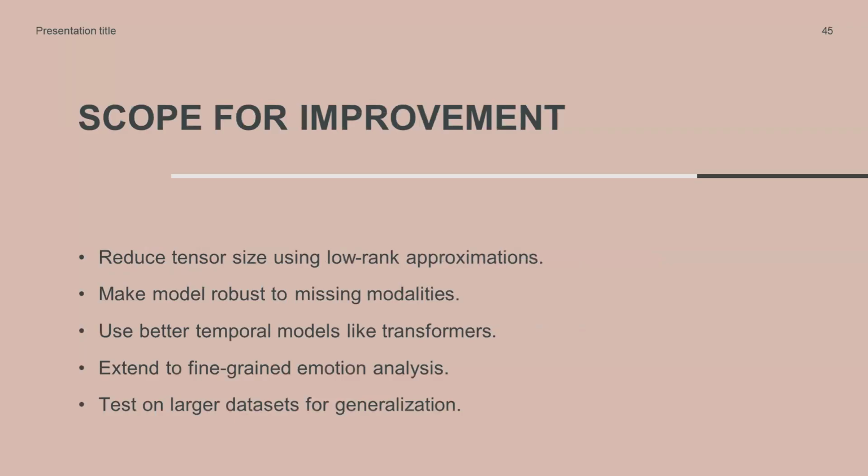Scope for improvements. While TFN is very effective, there are still several areas where improvements can happen. First, the fusion tensor is high dimensional, which can be computationally expensive. Applying low rank approximation can help reduce its size and improve efficiency. Second, TFN assumes that all the modalities are always available. Making it robust to missing or noisy modalities would improve real world usability. Third, TFN uses LSTMs for temporal modeling, but newer architectures like transformers could capture longer dependencies and complex interactions more effectively.